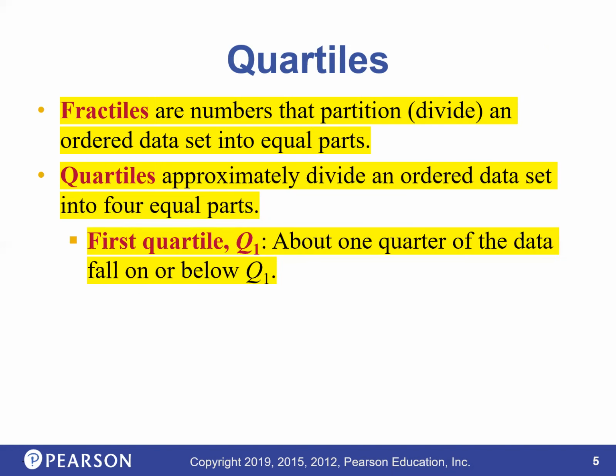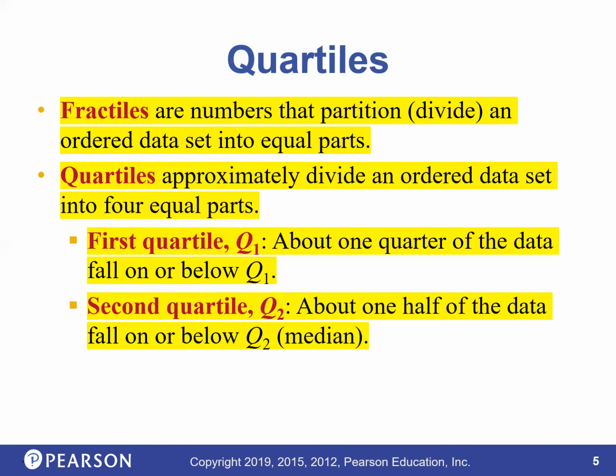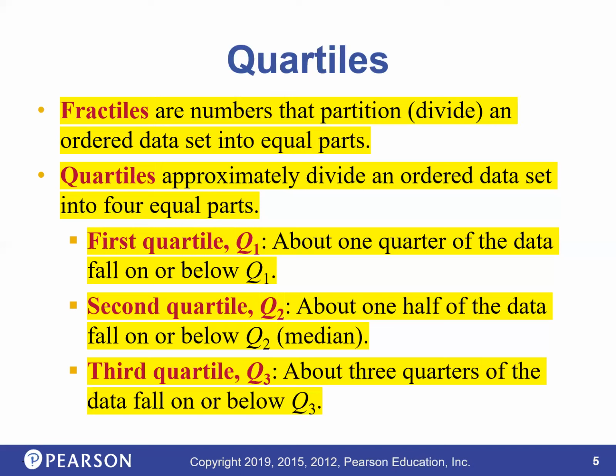We might as well use a letter. We'll call it Q1, the first quartile. Roughly a quarter of the data falls on or below Q1. We're going to get to Q2, and about half of the data falls on Q2 or lower, and it's sometimes called the median. Hey, we heard of that median before. And then quartile 3: about 3/4 of the data fall on or below. It's called a quartile system.